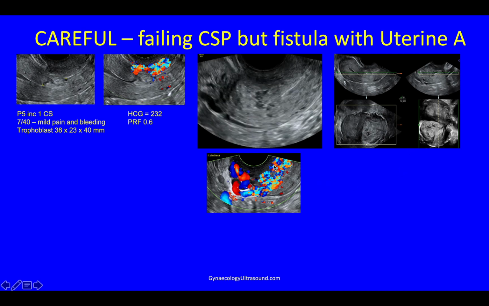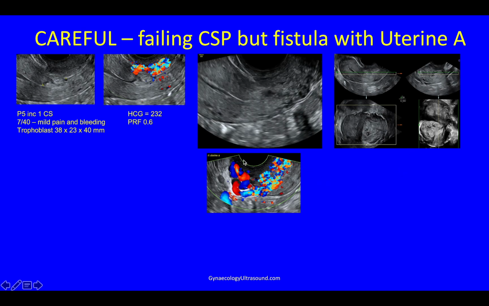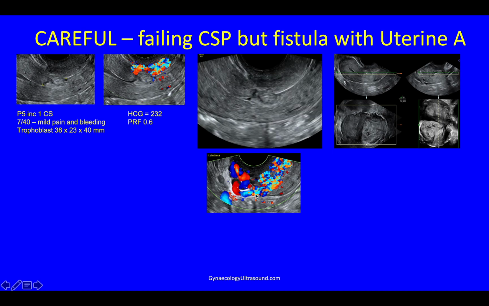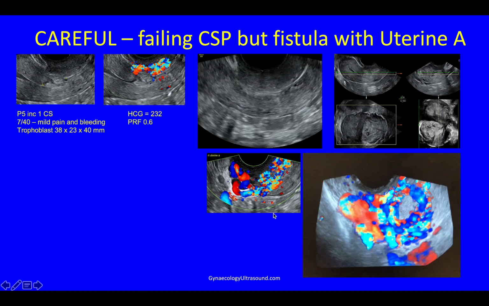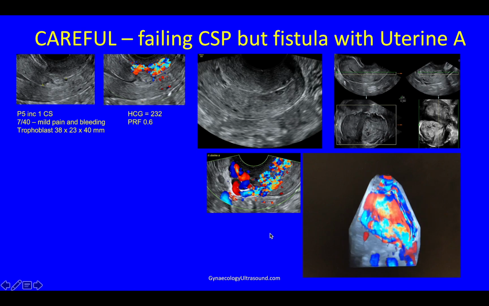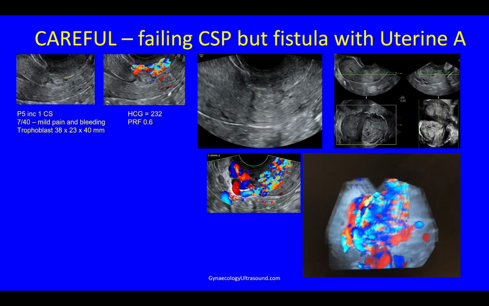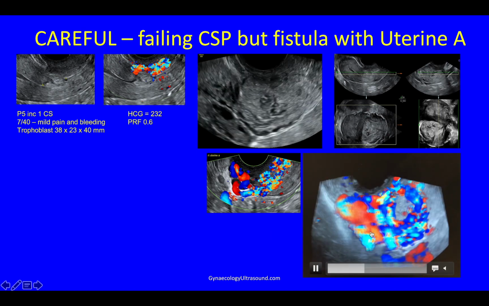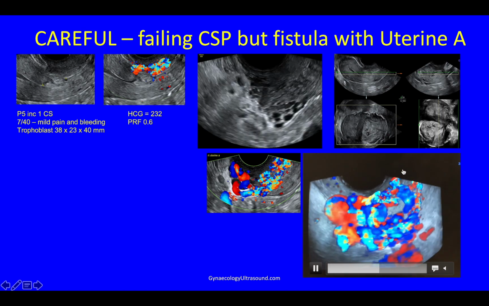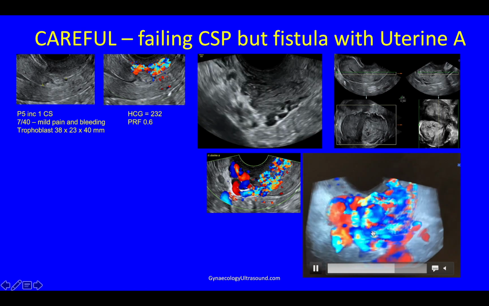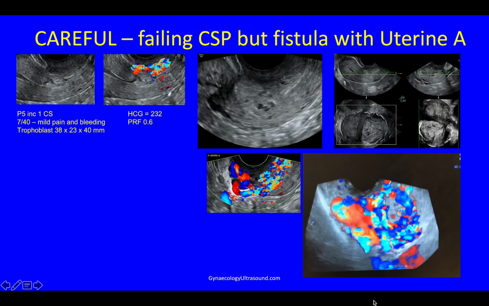It was very, very vascular, this scar pregnancy, and here this is the uterine artery, and you can see a direct connection between the two. And this is it on a little 4D clip. So 3D with movement. You can see the uterine artery, and you can see it directly connects with the trophoblast, which is so extremely vascular.